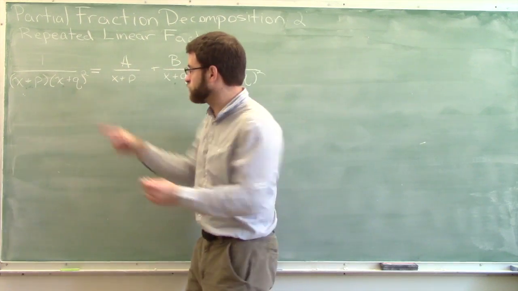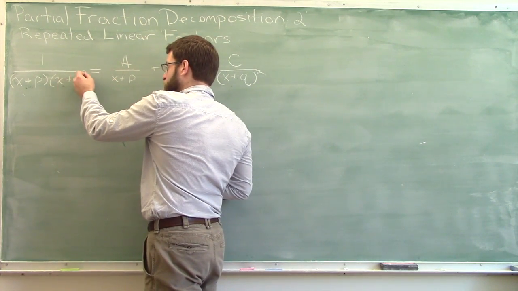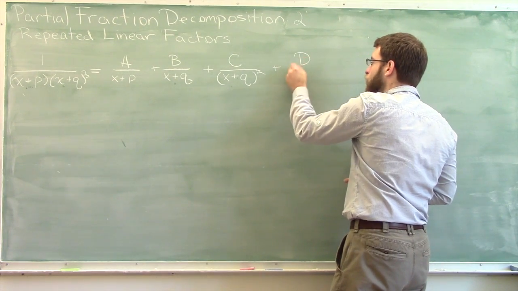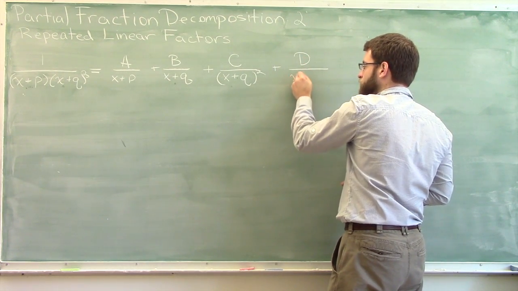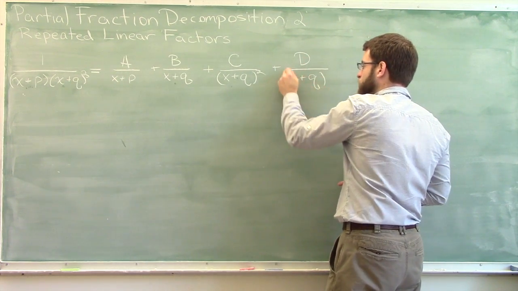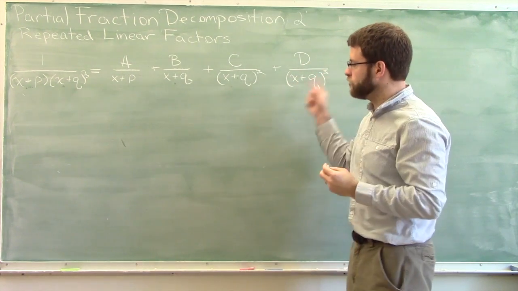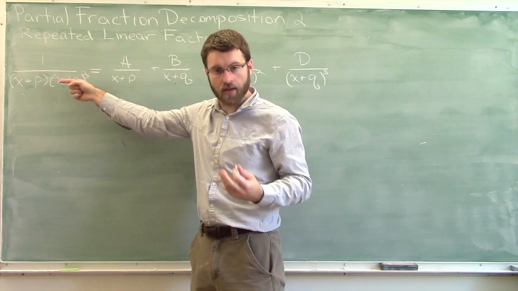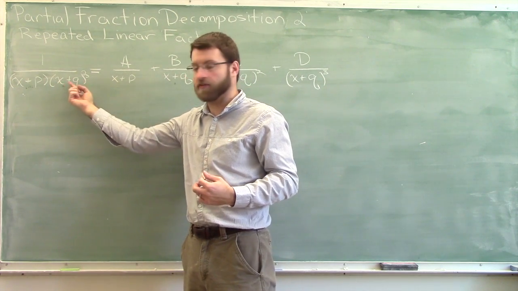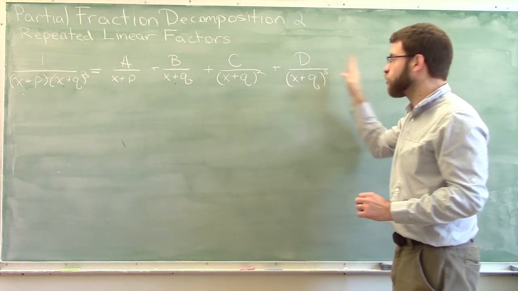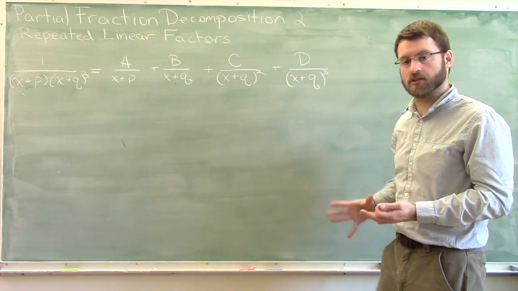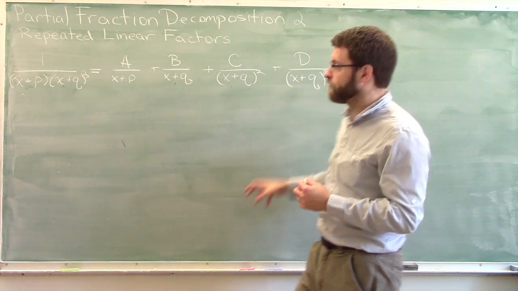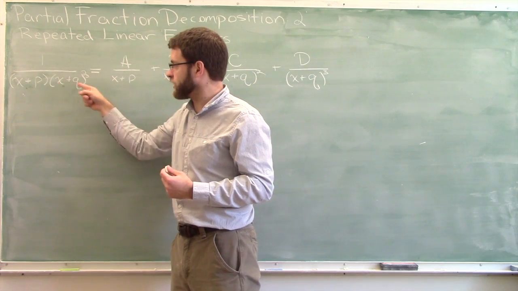If we had x plus q cubed, that would force us to include one more term in our partial fraction decomposition. I'd write this as C over x plus q cubed. So as the power gets higher and higher, we would include more and more pieces in our partial fraction decomposition, just to cover all the bases, to see all the different possibilities for constructing a rational expression like this.